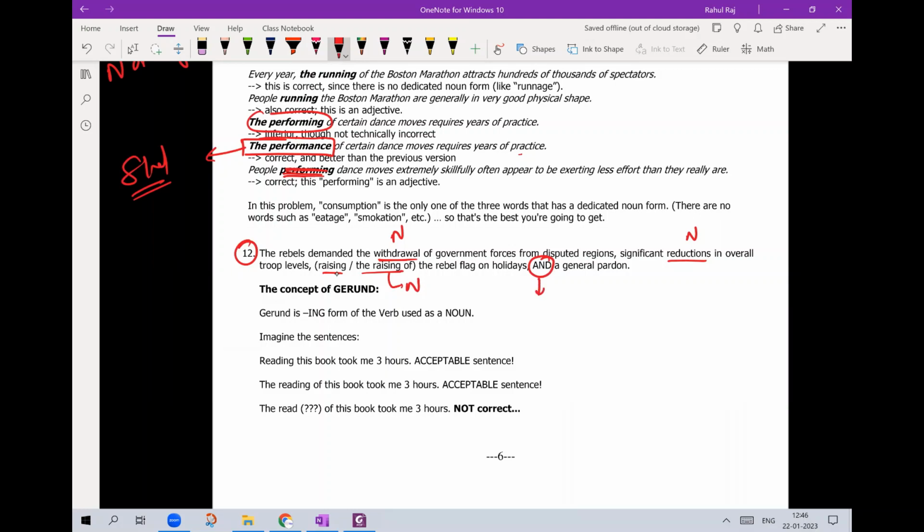And it looks for a parallelism. General pardon. This is a noun. So the concept of gerund. Gerund is nothing but the ing form of a noun. So imagine a sentence. Reading this book took me 3 hours. Acceptable sentence? Reading of this book took me 3 hours. Acceptable sentence? But can you say the read of this book took me 3 hours? No, because the word read is not a noun, it's a verb.